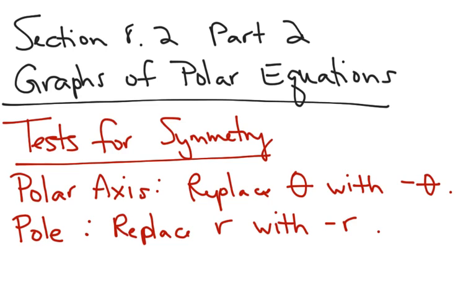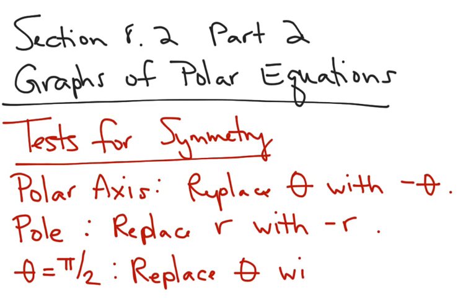The last thing that we can check symmetry about is the vertical line theta equals pi over 2. That's your y-axis in essence. What you do is you replace theta with pi minus theta. And again, if they give you the same graph, it's symmetric. If they don't, it's not.